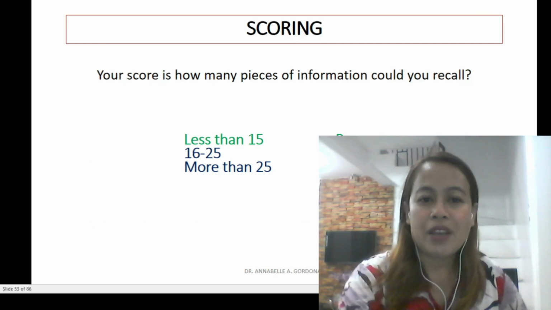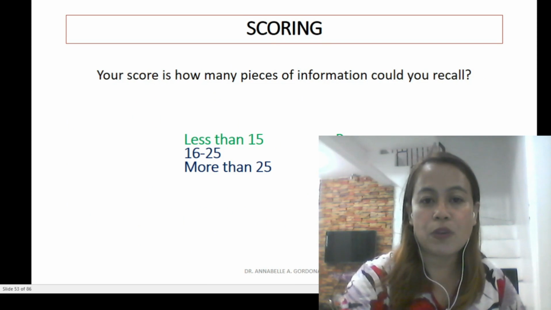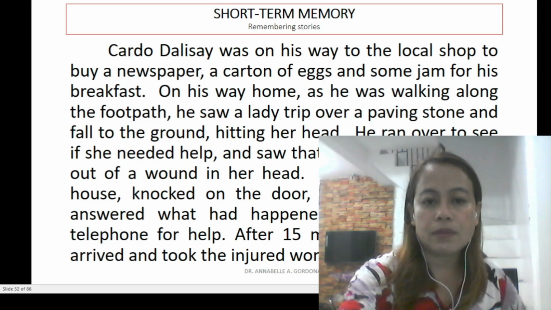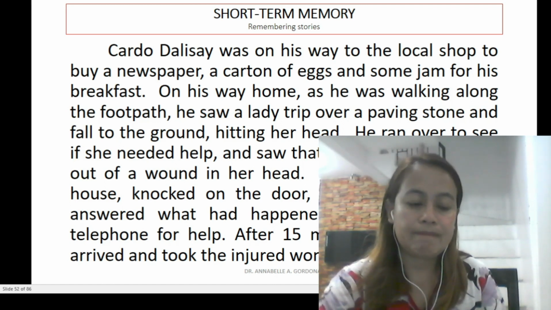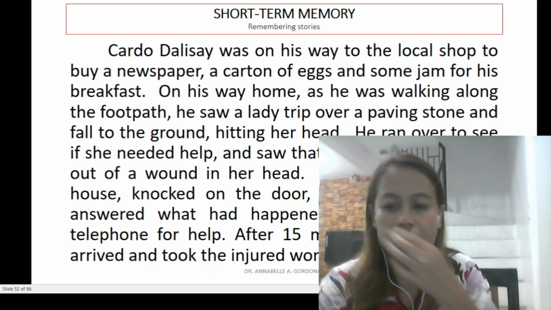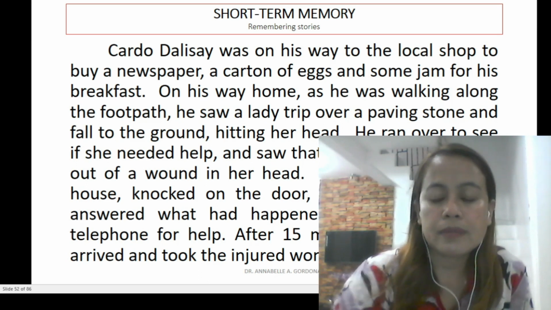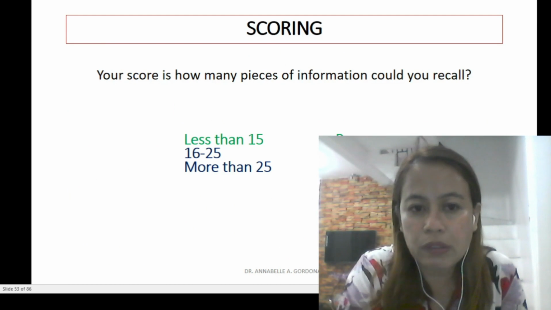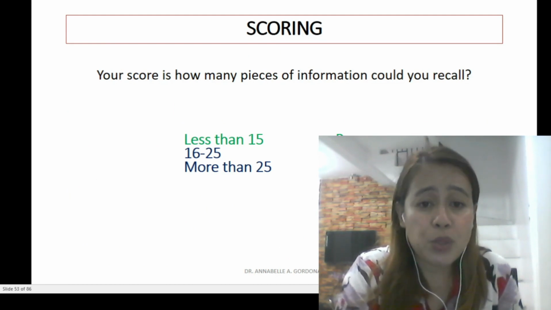So here it is, less than 5, 15. Let's check once again your score. So please check your work first. So let me show you your score. Less than 15 is poor, 16 to 25 average, more than 25 is good.